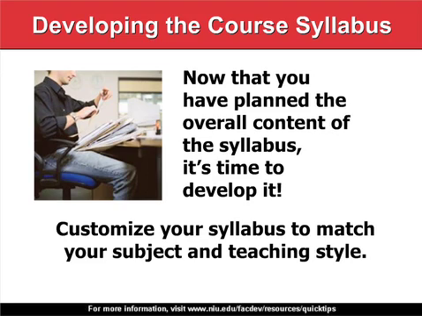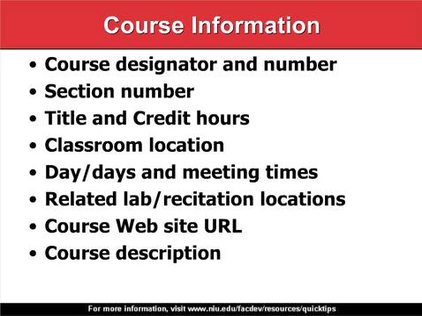Under course information, you should include the course designator and number, the section number, the title and credit hours of the course, the location of the classroom, the day or days and meeting times of the class, any related lab or recitation locations, the course website URL if you have one, and finally, the course description found in the course catalog.